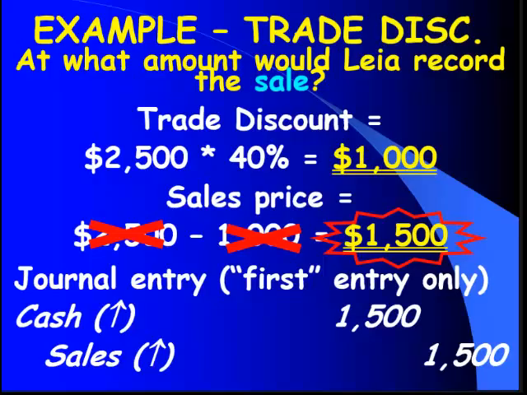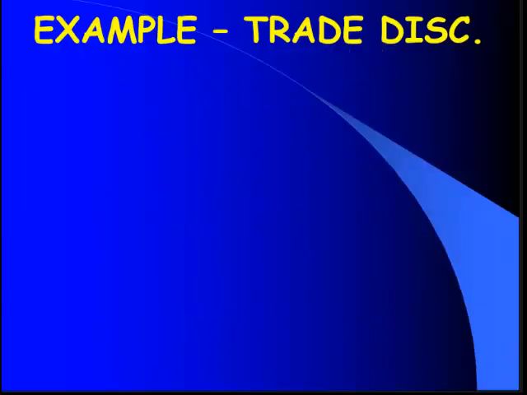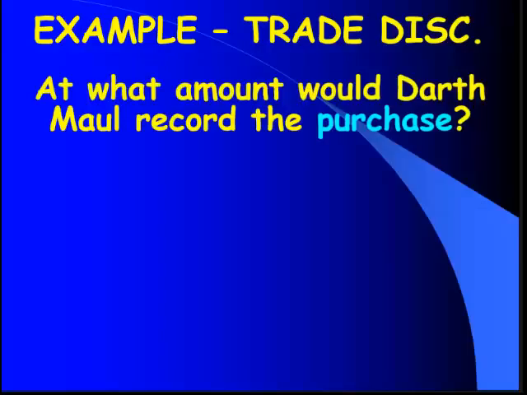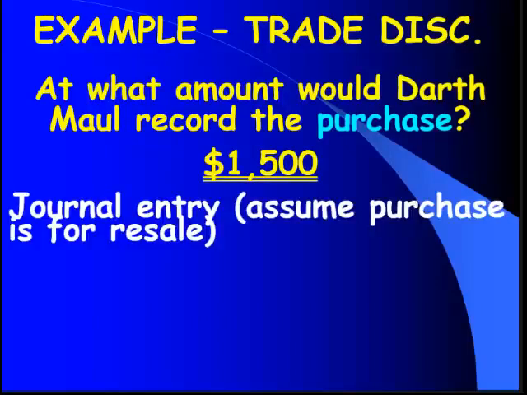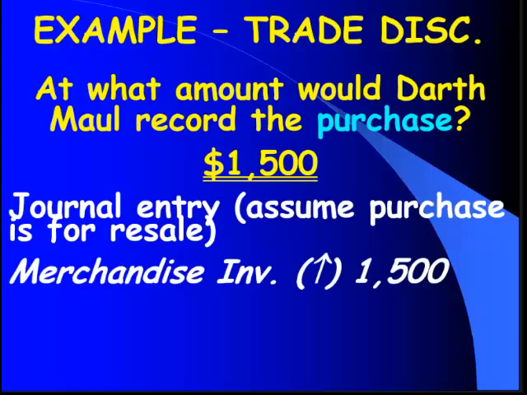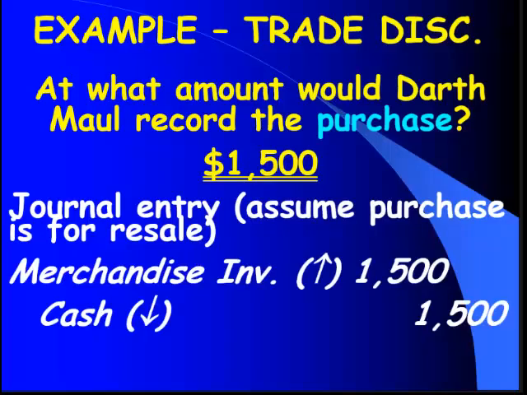It's a $1,500 transaction. What if we were to figure sales tax? It would be based on the $1,500. What if we were to figure a sales discount? $1,500 also. At what amount would Darth Maul record the purchase? Well, still at $1,500. Assuming he's buying the merchandise to resell it, he would debit merchandise inventory and credit cash. $1,500. No $1,000, no $2,500. It's a $1,500 transaction.